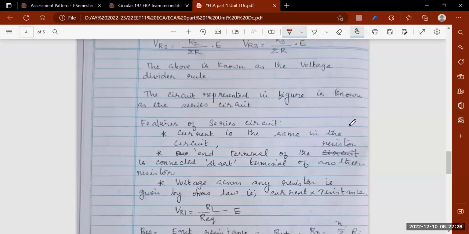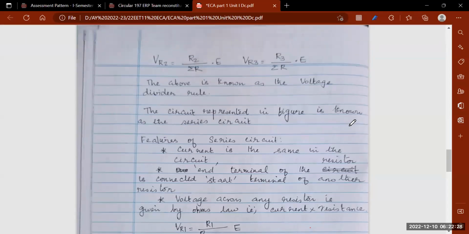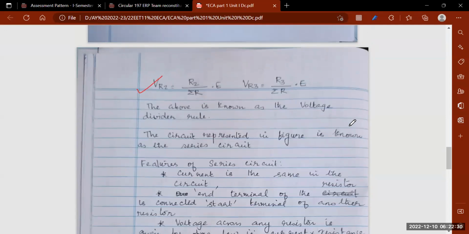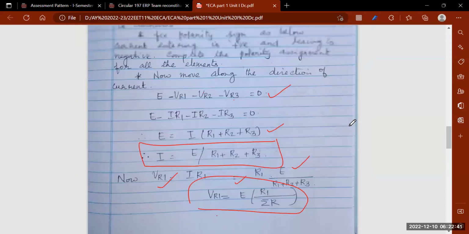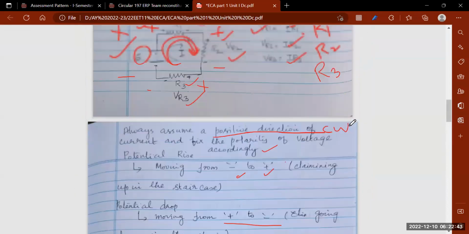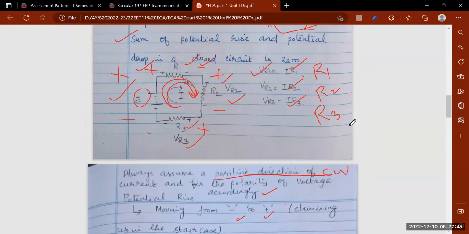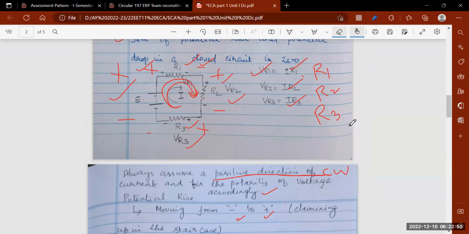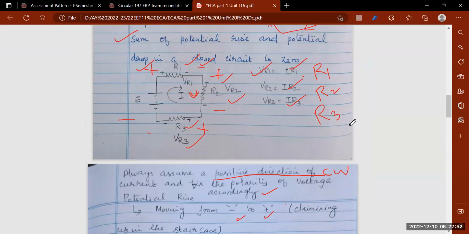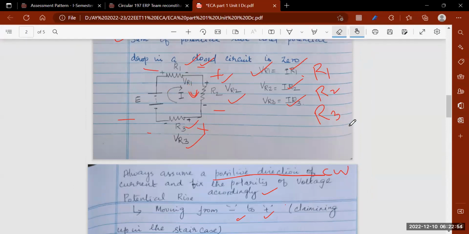Now continuing on the same phase, the voltage across the resistor is given by the equation VR2 is equal to R2 by summation R multiplied by E. Okay. So what we understand from this? So we have an applied voltage of E, and this voltage is shared. Just a minute, I'll rub it off so that we will have a clear picture.